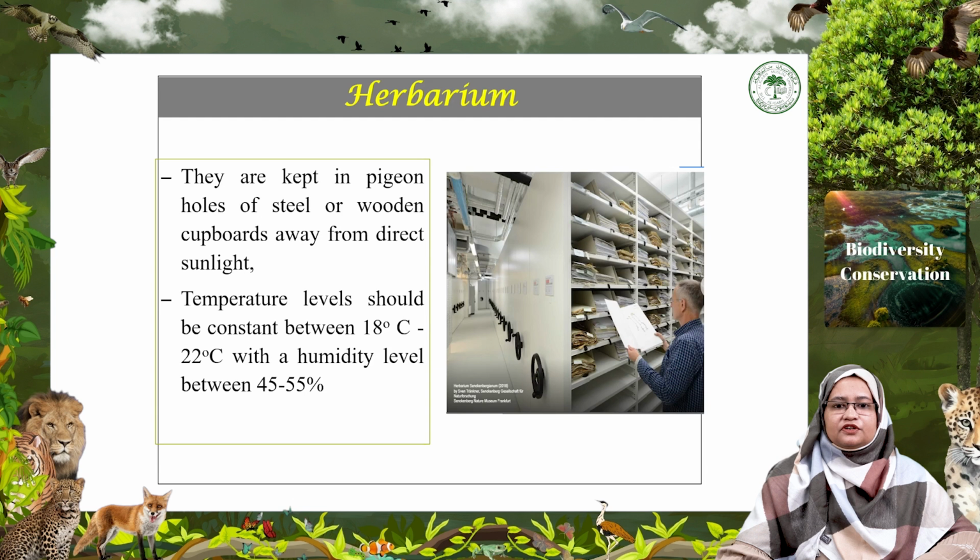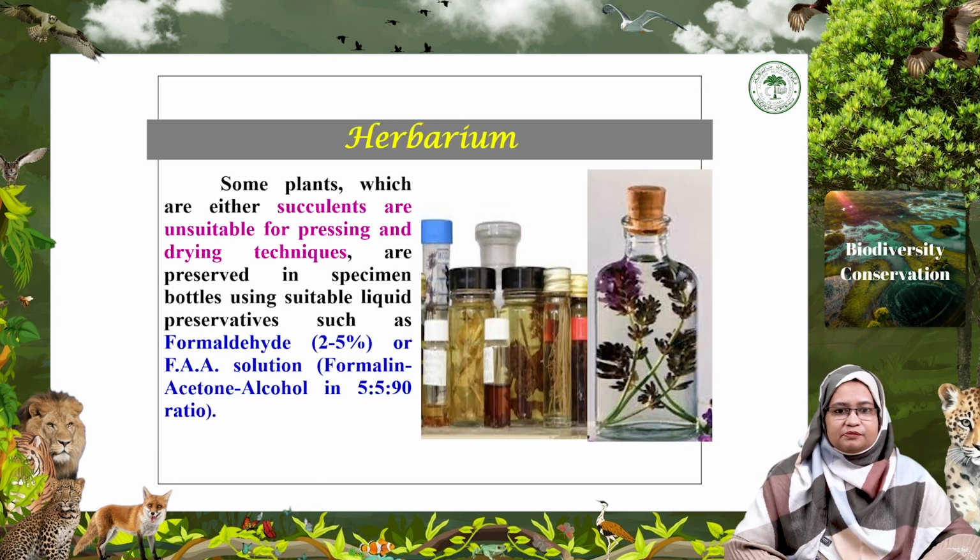Proper storage conditions are crucial. Herbarium specimens are kept in a specialized cabinet to protect them from sunlight, pests and humidity. The ideal storage temperature ranges from 18 to 20 degrees centigrade with humidity levels between 45 and 55%, ensuring the specimen remains intact for long-term use. So this is very important for the storage of herbarium specimens.